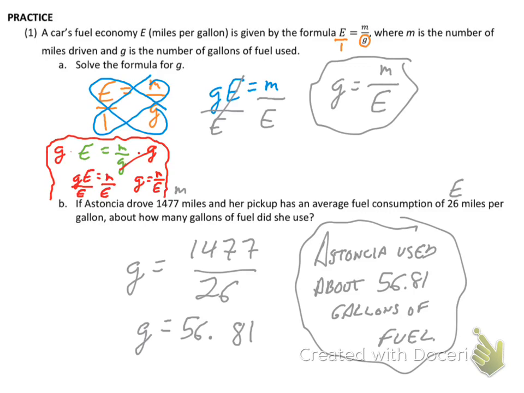So you get this equation right here, G equals M, the miles driven, divided by E, which is the fuel economy. And you can use that to solve for the amount of gallons that Estancia used when she drove 1,477 miles in a car with a fuel economy of 26 miles per gallon. All right, so double check your work on that.